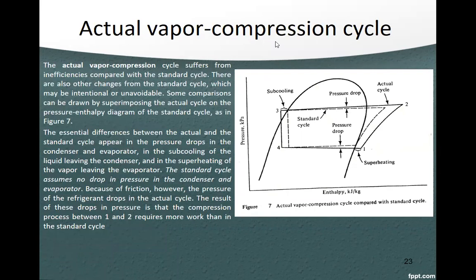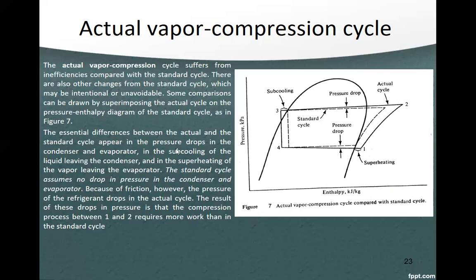Next, the actual vapor compression cycle. The actual vapor compression cycle suffers from inefficiencies compared with the standard cycle. There are also other changes from the standard cycle which may be intentional or unavoidable. You are familiar with this lecture, because I also used it in the refrigeration subject. I repeat it so you understand the basics. Some comparisons can be drawn by superimposing the actual cycle on the pressure-enthalpy diagram of the standard cycle, as in figure 7. Superimposing, this is your ideal, the standard, and this is the actual.